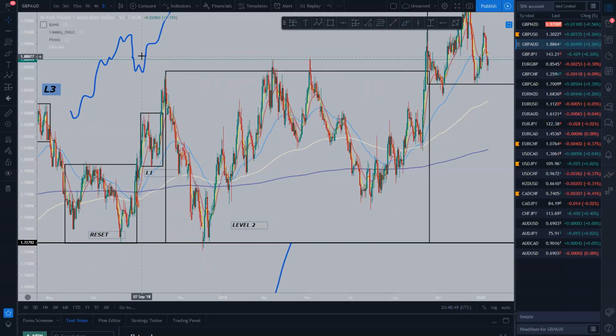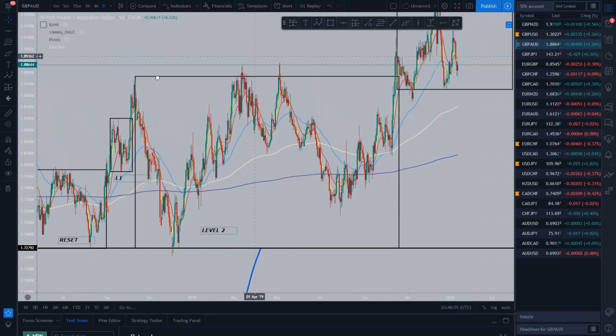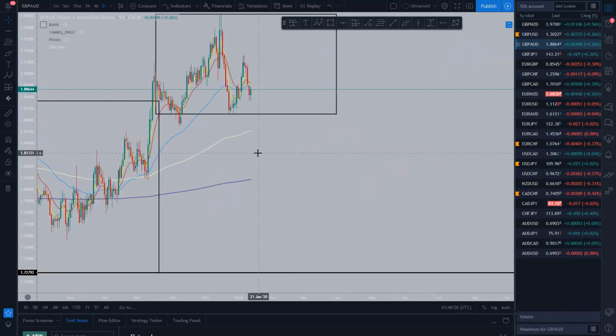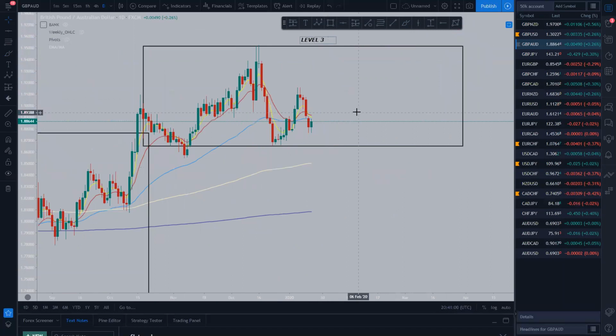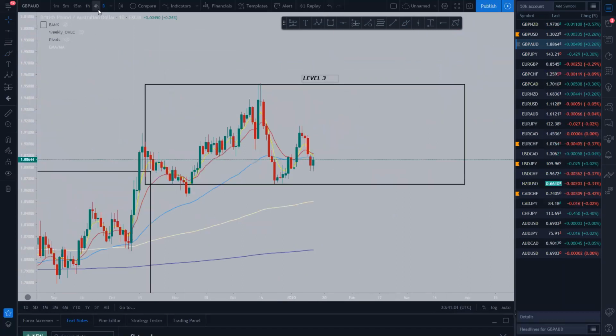So once I've identified my levels on my daily, what am I next going to do? I'm going to go on my H4, right? So my daily is black. So I'm going to go to my most recent level, which is level 3. I'm going to go to my 4-hour chart.